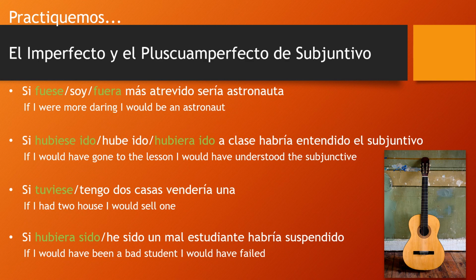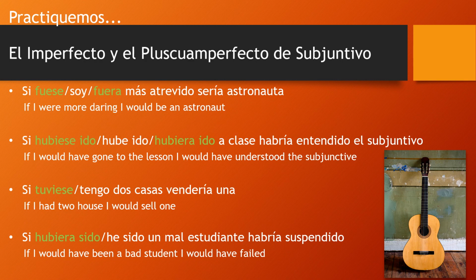Second one, similar, but it's the pluperfect. Si hubiese o hubiera ido, the double possibility, a clase, habría entendido el subjuntivo. If I would have gone to the lesson, I would have understood the subjunctive, same thing. Third one, si tuviese, I've only given you one of the options. The other one would be tuviera. Dos casas vendería una. If I had two houses, I would sell one. And the last one, I've only given you one option also. Si hubiera sido, the other one would be hubiese, acceptable as well. Mal estudiante, habría suspendido.